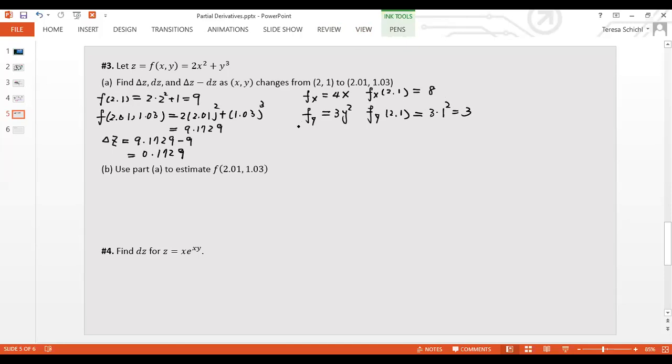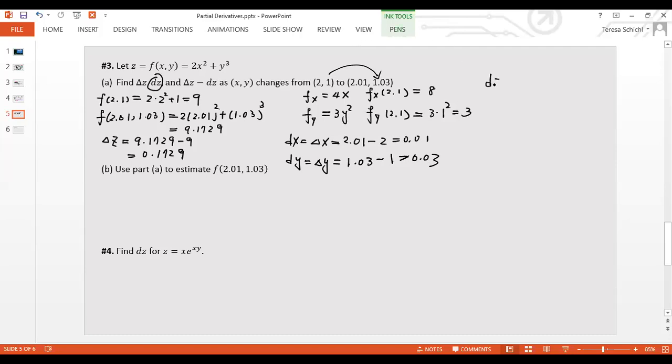Okay, so now let's also take a look from 2 to 2.01. So delta x is equal to what? Delta x is 2.01 minus 2, so it's 0.01. Or, if you want, you can say delta x equals dx, right? Then the same way, delta y is equal to what? It's 1.03 minus 1, so it's 0.03 here.